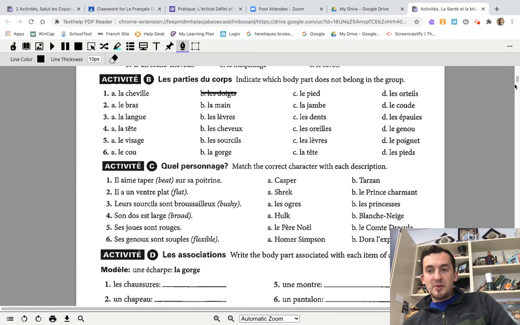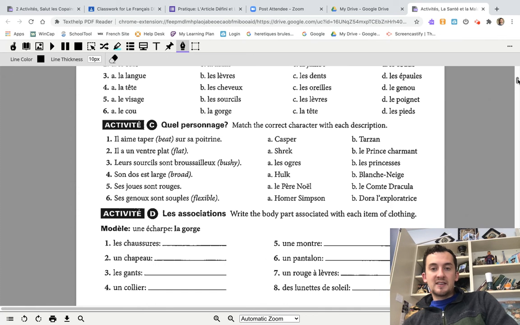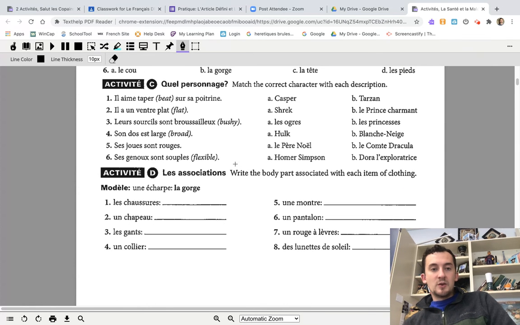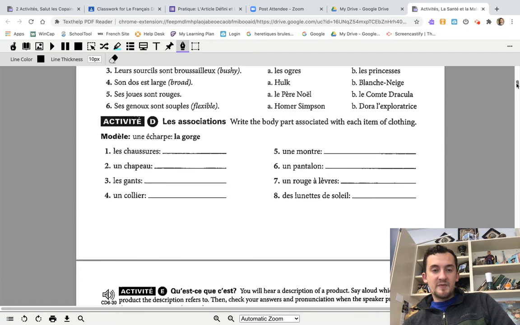Activité C, quel personnage? Match the correct character with each description. So, il aime taper sur sa poitrine. This is the keyword you're probably having to look up, la poitrine. That means chest. He likes beating on his chest. C'est Tarzan. D'accord? I'm going to make you pronounce these French next time when we go over it.